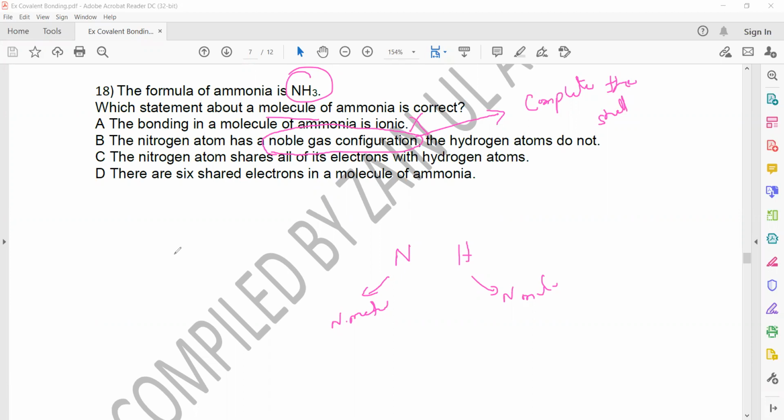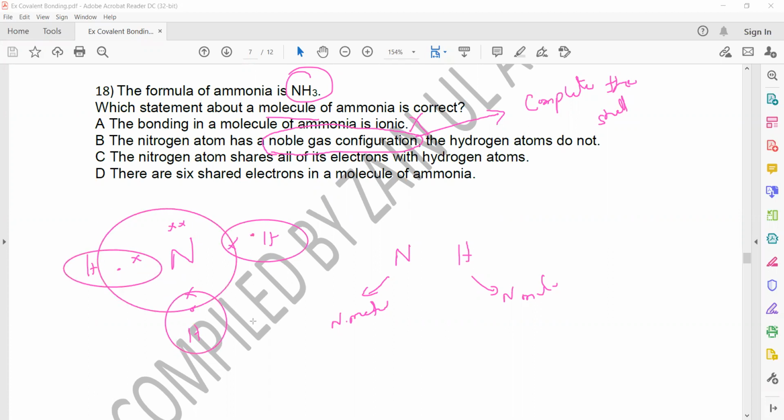So when the bonding occurs between nitrogen and hydrogen, nitrogen shares 3 electrons and hydrogen shares 1 electron. So their shells are now complete. That's why they form a bond, to complete their shells. When the atoms complete their shell, we use the term that they have noble gas configuration. So statement B says nitrogen atom has a noble gas configuration, but hydrogen atom does not. That is wrong. Both atoms have a noble gas configuration. It means both atoms are stable, or their shells are complete.